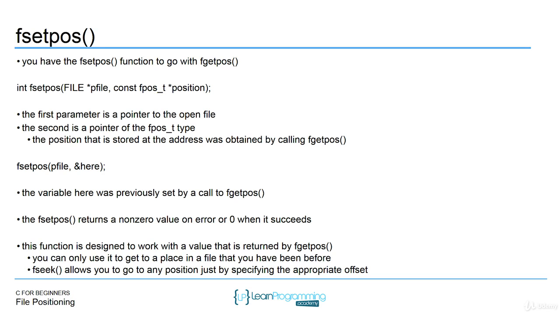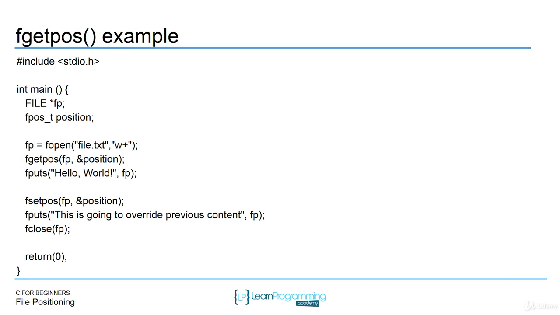fseek allows you to go to any position just by specifying the appropriate offset. So here we have our fpos_t type position. We open up our file and then we call fgetpos. With fgetpos, we're specifying where we want to move the pointer, where we're actually reading or writing in the file. Then we use fputs wherever we moved it to. And then fsetpos is going to set specifically where we want to write to and then write it from wherever we want.